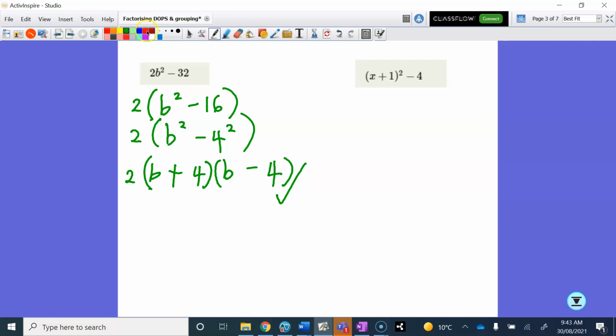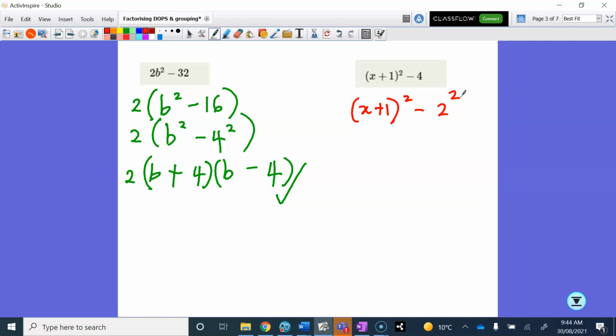For my final difference of perfect squares example, it doesn't look quite like the ones we're normally used to seeing. The x plus 1 all squared is a perfect square, and the 4 I can rewrite as a perfect square, which is 2 squared. So I'm going to rewrite it again like I have been with some of these others: x plus 1 squared, take away 2 squared. So I've manipulated those numbers a little bit so that I have something squared, take away something else squared.